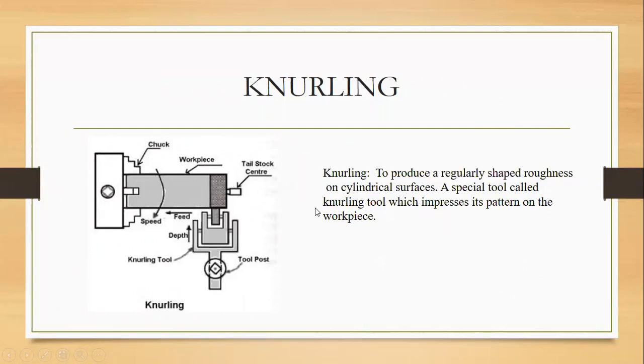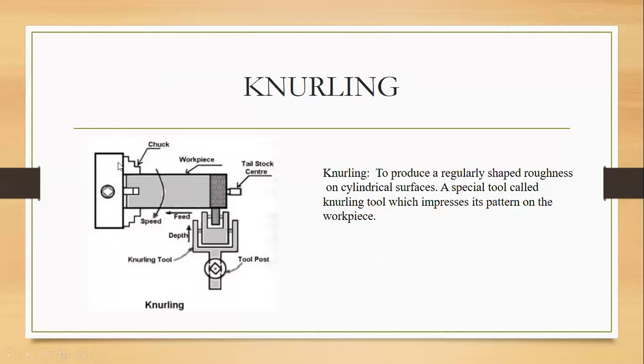If it is a rotating part, we need a grip at the end. That's why knurling, to produce a grip, we use a special tool called the knurling tool. The workpiece is rotated, and the knurling tool is moved to produce a regularly shaped roughness. It provides a roughness on the cylindrical surfaces. A special tool called a knurling tool impresses its patterns on the workpiece.